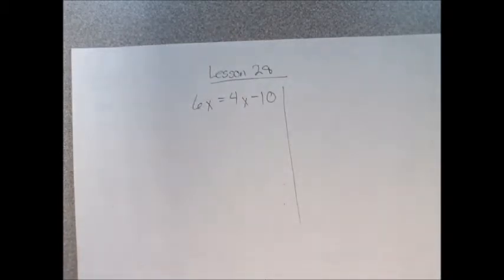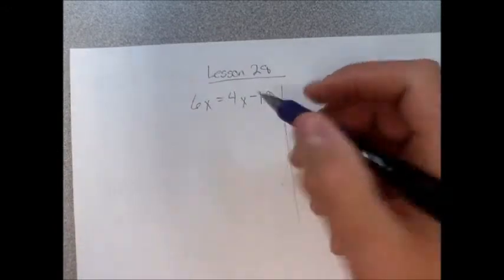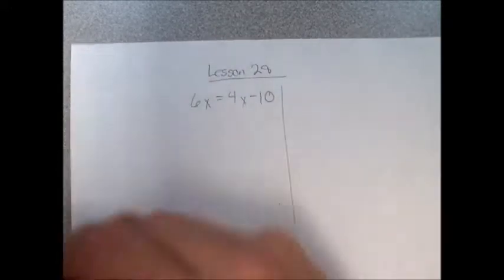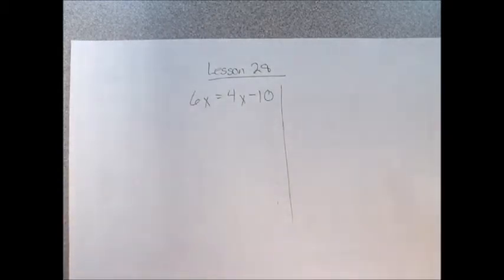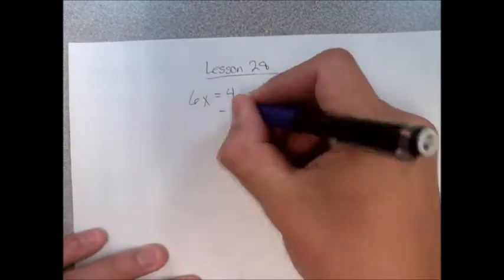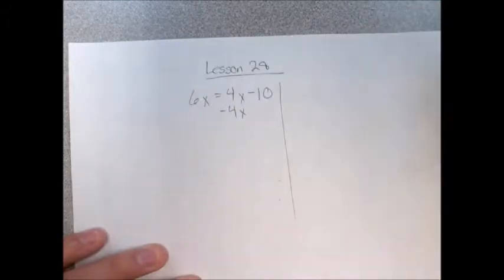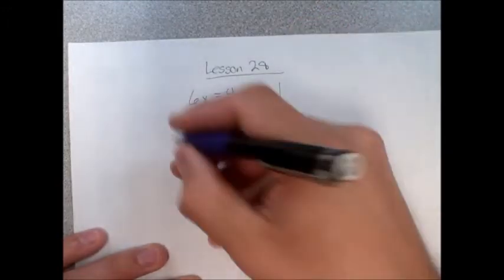4x, right? Because the number over here is already going to be by itself if I move that 4x. I wouldn't want to move my 6x and then move my 10. That would just make my life a little more difficult than I want it to be. It's adding steps that I don't need. So I'm going to subtract 4x. I'm going to subtract 4x.